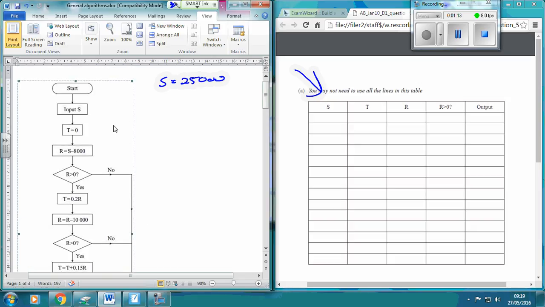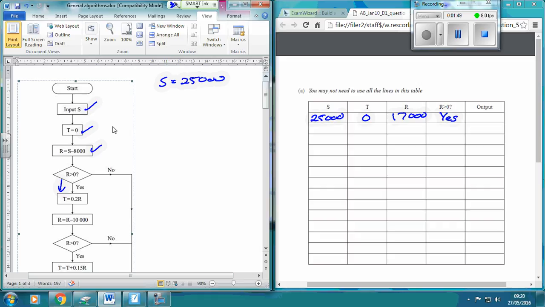So let's do that. The first thing, we have to start, and it says input S. So S is 25,000. Then T equals 0. R equals S take away 8,000, so that's going to be 17,000. Is R greater than 0? Yes. So we've done input S, we've put T equals 0, we've done R equals S take away 8,000. We then get to a decision: is R greater than 0? Yes, so we go down.